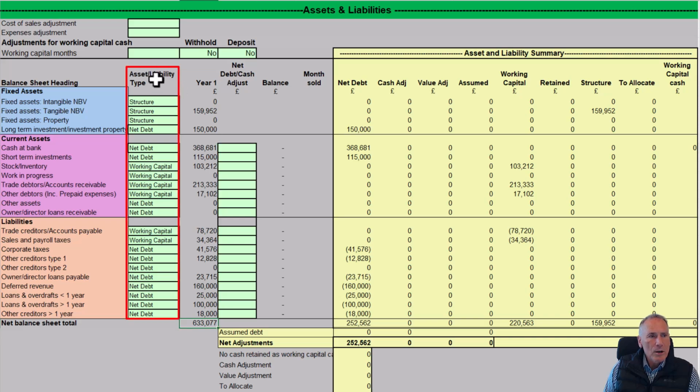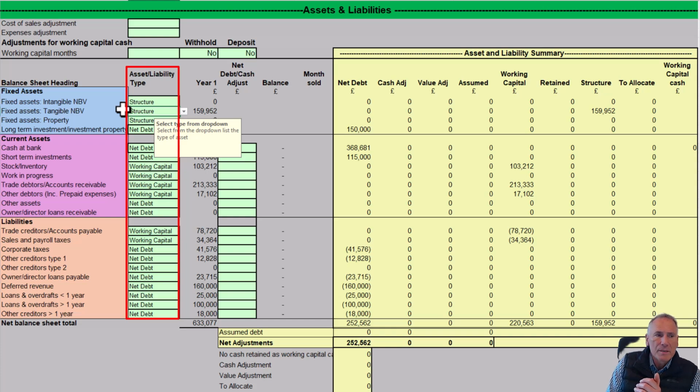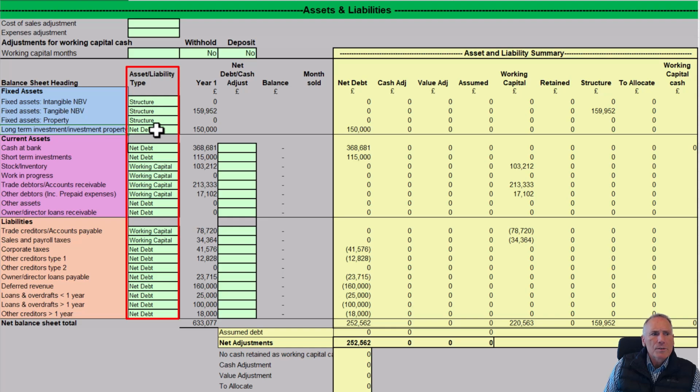Now, prior to that column, you've got an asset or liability type. So you've got various types of asset and or liability. For example, your fixed assets, we call them structure. They form part of the business, and they would come with the business. So you wouldn't expect to buy a business that's got, let's say, machinery in a factory that manufactures the items the business sells, and have to pay for those separately. They form part of the business and part of that profit multiple. So they are structure.